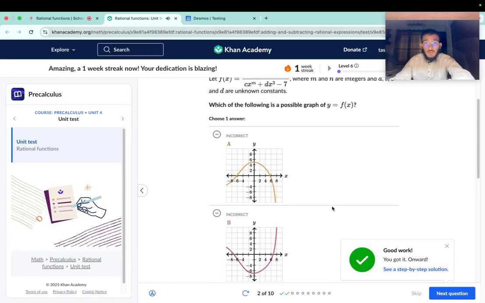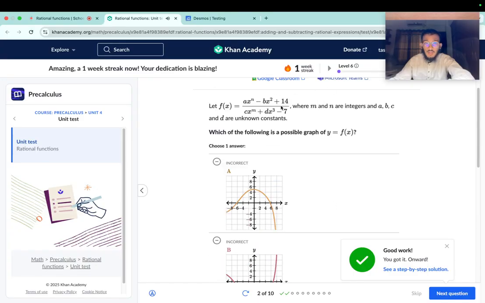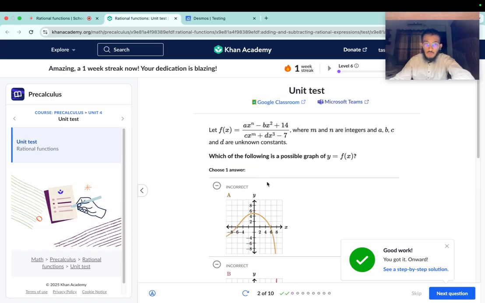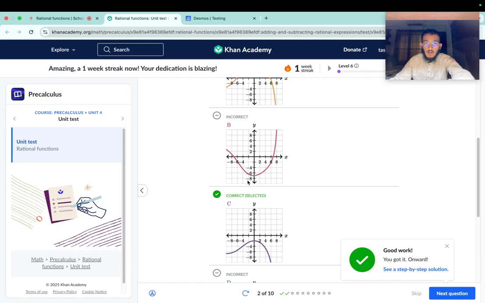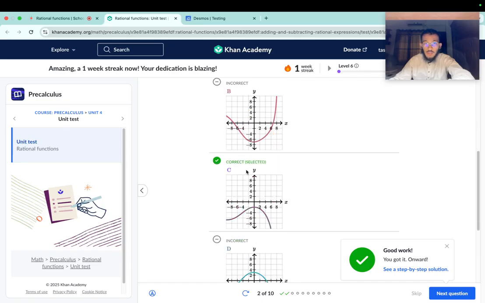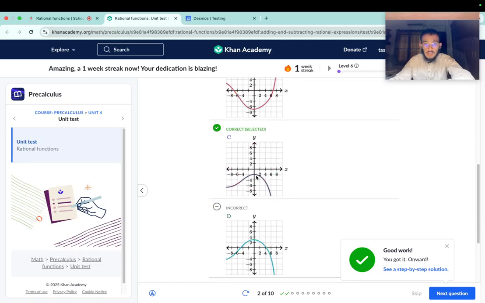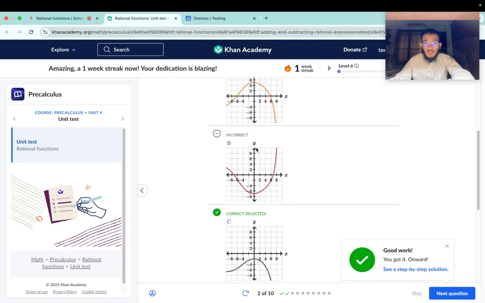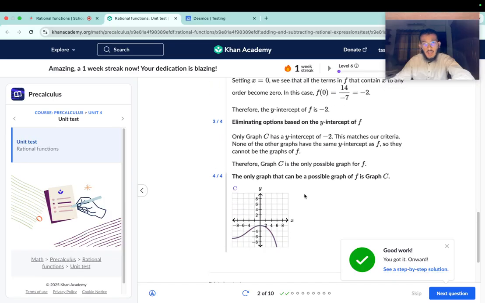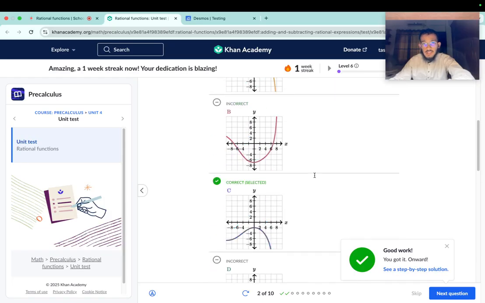Yep. So you see, the constants tell us the y-intercept. If we divide the numerator constant by the denominator constant, we get negative 2. And this is where the graph should cross the y-axis. So here we have negative 2, and none of the other options have it. So this is how we could say that this is the answer.